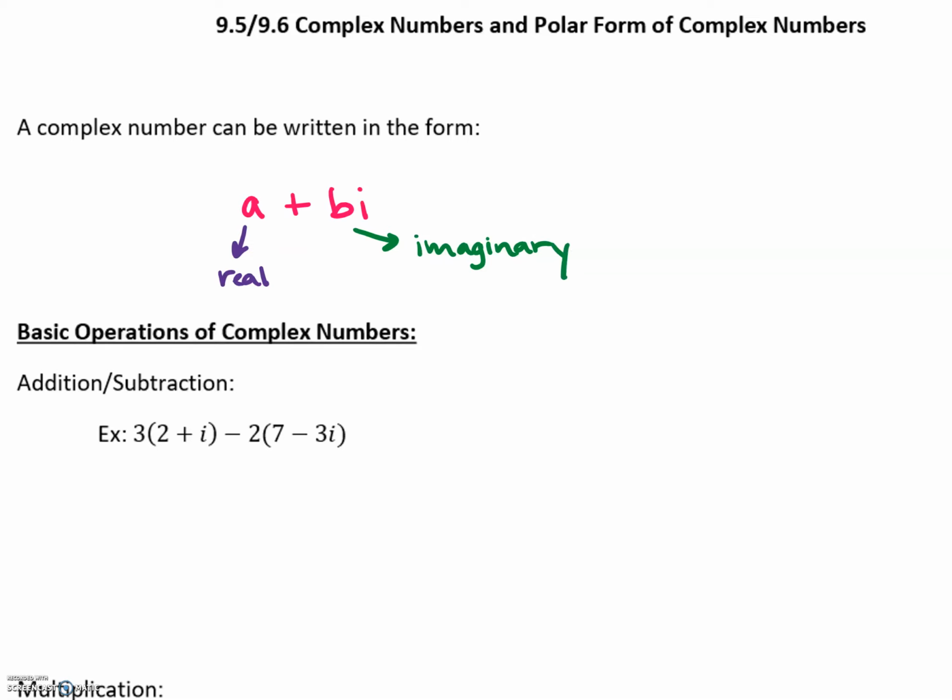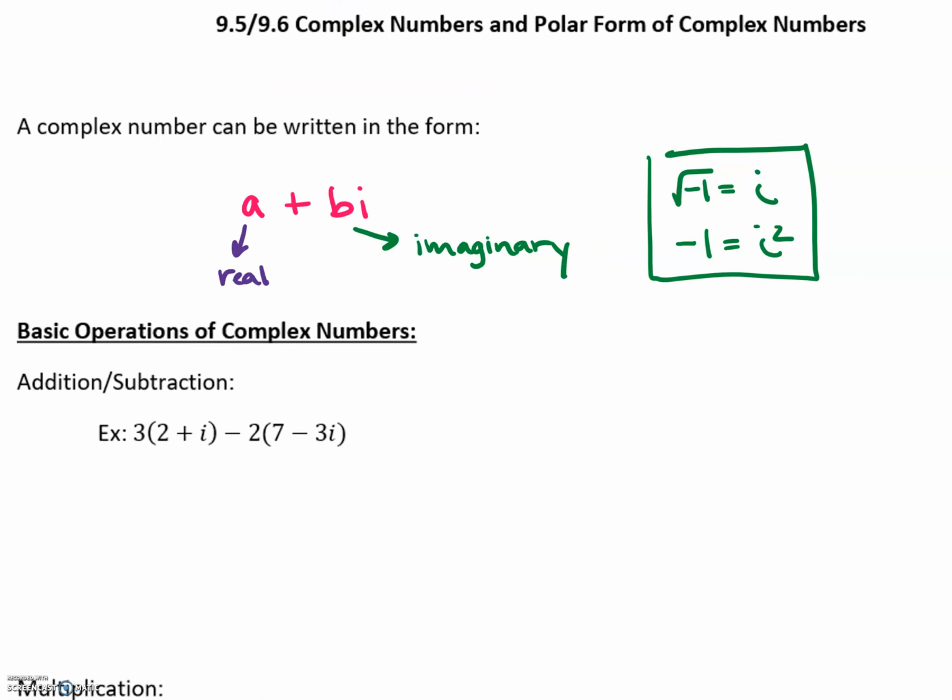Remember that the square root of -1 is going to equal i. Therefore, -1 equals i squared. That is something you will have to remember down the road.